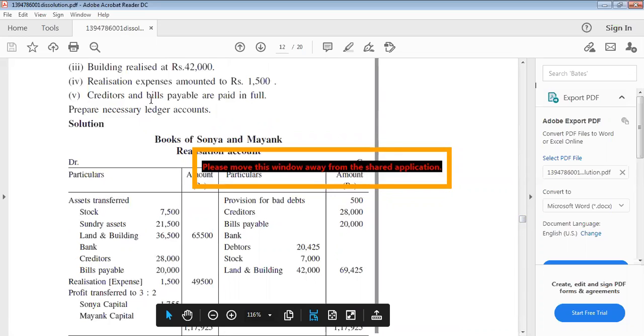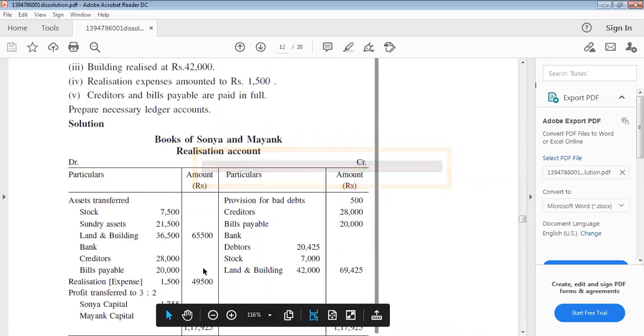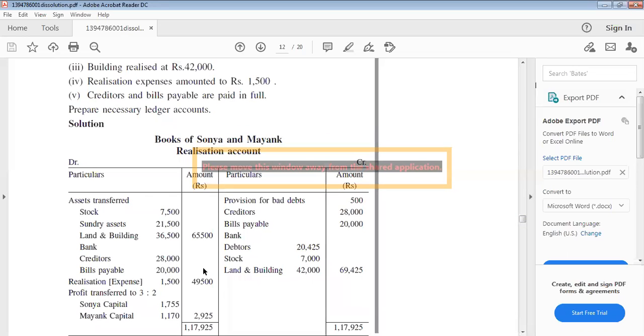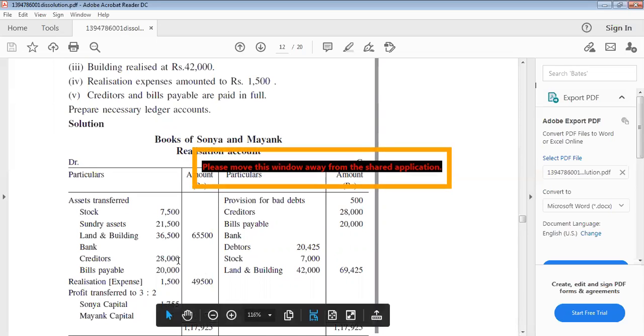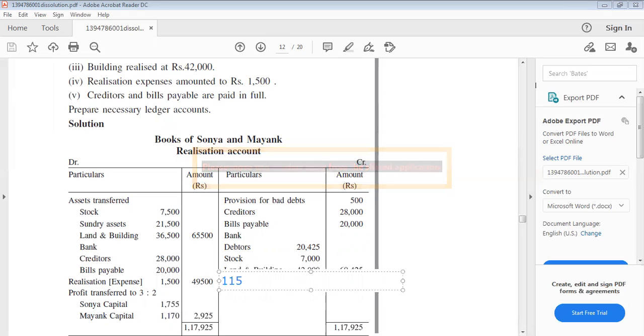And also, if you realize an expense amounting to 1,500, I have 1,500 right there. So you add up these two and you get 49,500. Then you would add up 65,500 plus 49,500, and that will give you 115,000. So currently, the debit side is equal to 115,000. Remember that, all right? Let me put it in. So right here now, you have 115,000, right?